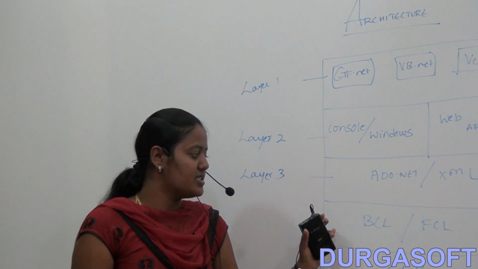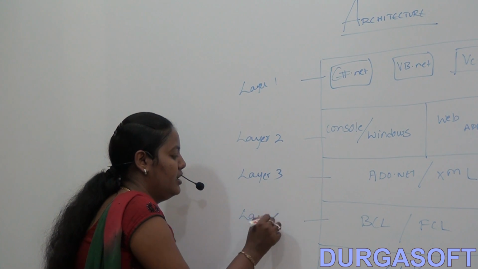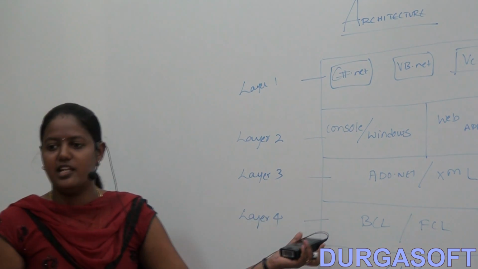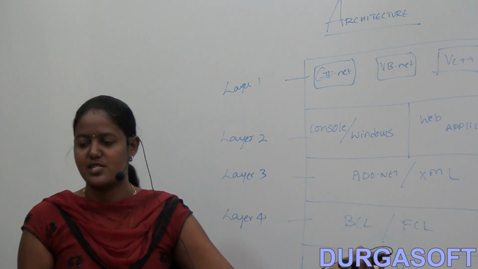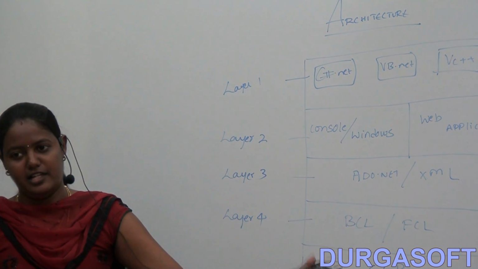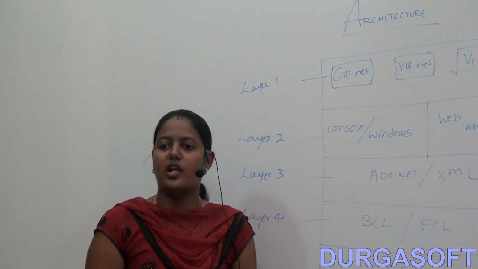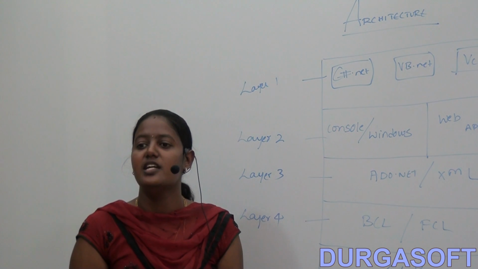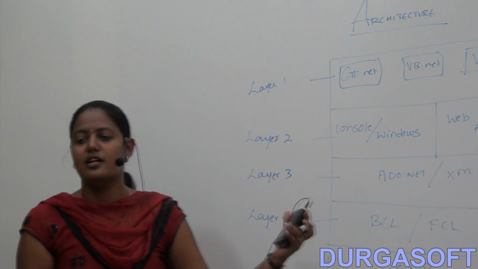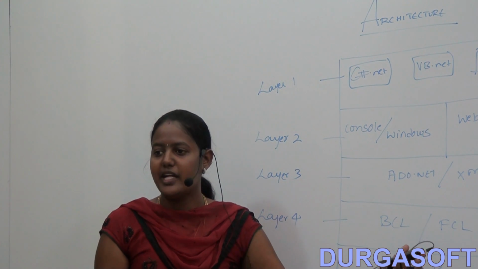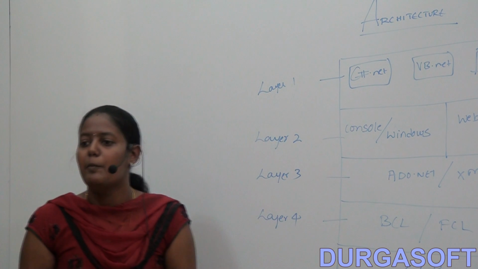And here this one is layer 4. In layer 4 we have BCL or FCL. BCL stands for base class library and FCL stands for framework class library. These are the class libraries, which in other languages like C and C++ we call header files. In Java we call it a package. Coming to .NET we call it the class library. This is nothing but an assembly. A class library will have an assembly which is developed by the programmer.